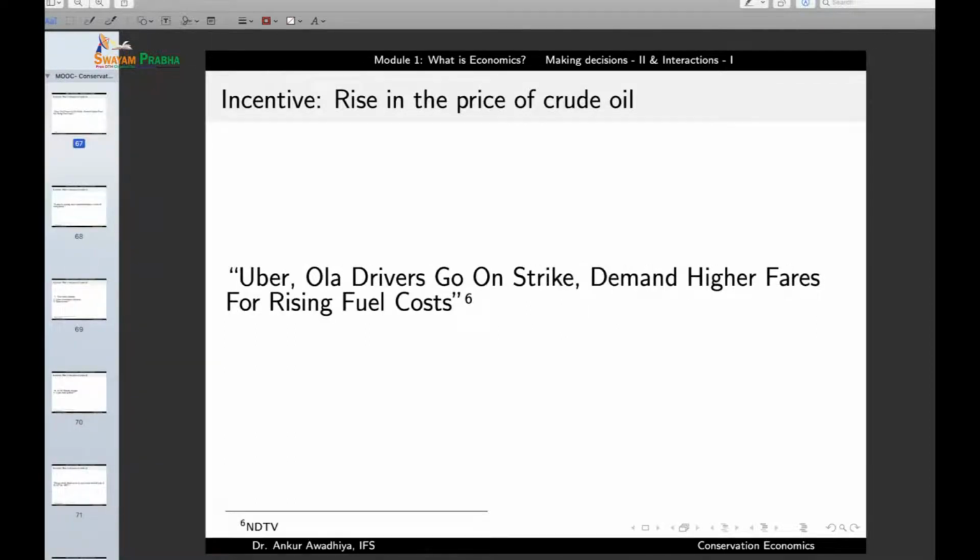This next article says Uber and Ola drivers go on strike, demand higher fares for rising fuel costs. So the increase in the price of crude oil is now incentivizing Ola and Uber drivers to go on strike, because they are seeing that their profits are going down. And in these situations, they would demand higher fares for the rising fuel costs.